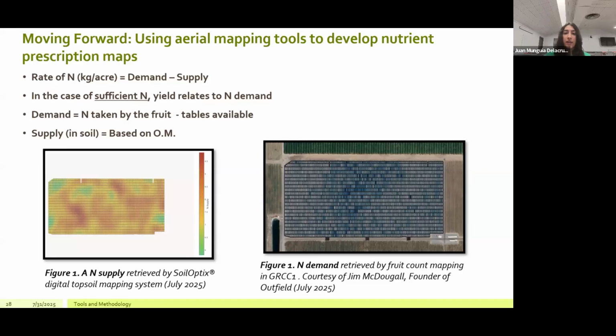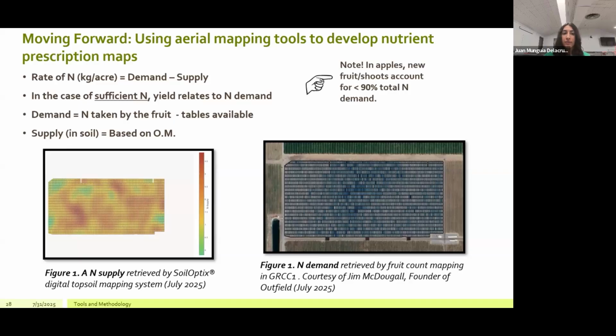There are 2 main components, and the first one is demand and supply. How do we find demand? Keep in mind that in apples, new fruits and shoots account for more than 90% of total nitrogen demand. So this means we can correlate the nitrogen demand with the fruit count, as shown in the image on the right, which was produced by an app called Outfield, and we also did this using aerial imaging.